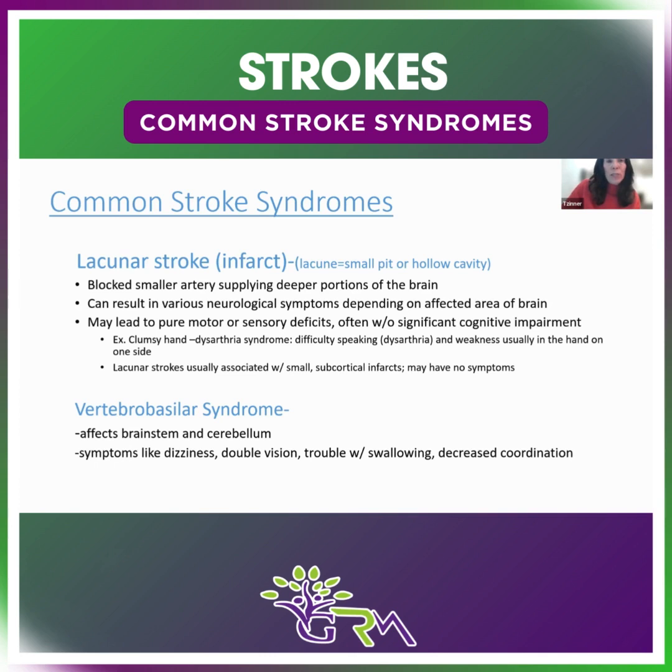Vertebrobasilar syndrome is another stroke syndrome that affects the brainstem and cerebellum. The brainstem is beneath the brain, where many of the cranial nerves come from, and the cerebellum is in the back behind the brain and controls balance and coordination. So when you have a stroke to this area that affects the cerebellar arteries, you can get dizziness, trouble swallowing, decreased coordination, and double vision.